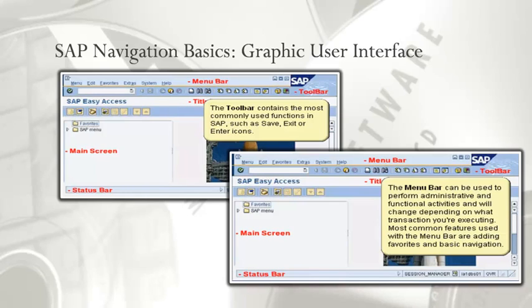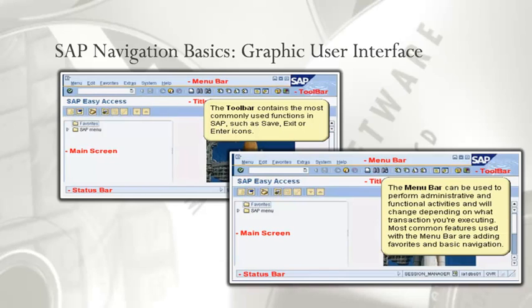Use your mouse to hover over elements on the screen to see their description. You can see at the top of the screen we have the menu bar, and it includes items such as menu, edit, favorites, extras, system and help. The menu bar can be used to perform administrative and functional activities. These items can change, with the exception of the system and help items, which are always visible. Some of the most commonly used features of the menu bar include adding favorites and navigation.